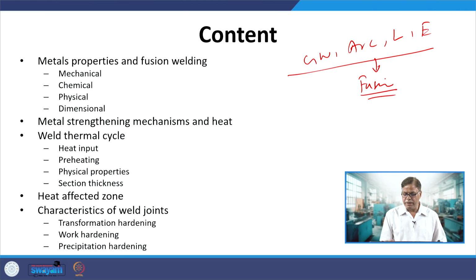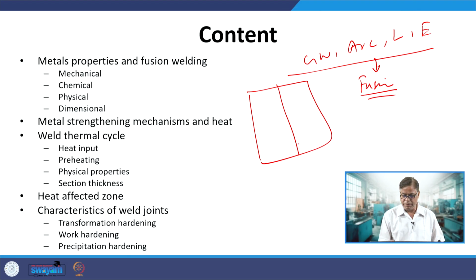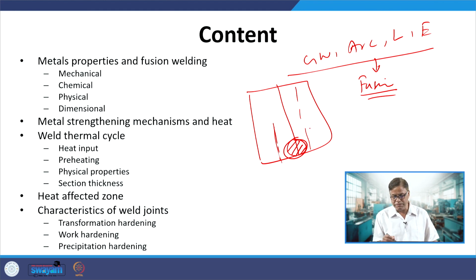Whenever the heat is applied, the zones which are being heated by the suitable heat source will experience not just the melting of the faying surfaces, but also the regions adjacent to the melted zone will experience a rise in temperature, because heat will be dissipated due to the thermal conductivity of the metal. So the neighboring regions will also experience a rise in temperature, and therefore, we will have the heat affected zone.